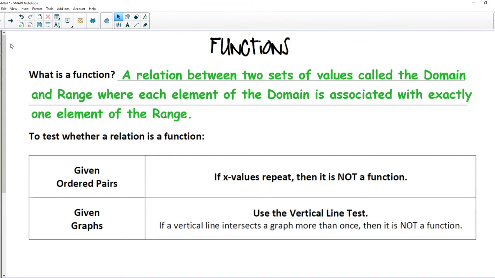So this video is a review of functions, what they are, and how to identify them given different representations.